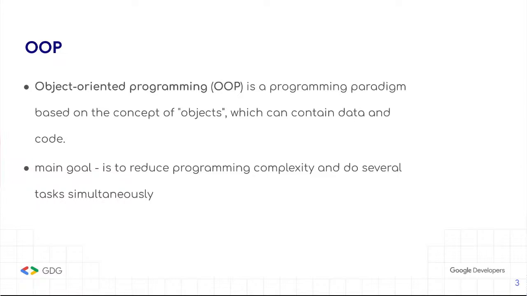And the main goal is to reduce the programming complexity and to do several tasks simultaneously. So the way you write objects, the way you define objects, talks a lot about the project, because the main goal is always to make your code efficient by using the objects in the most correct way. So that is what OOP means. It's object oriented programming.